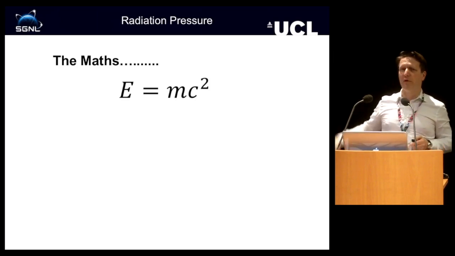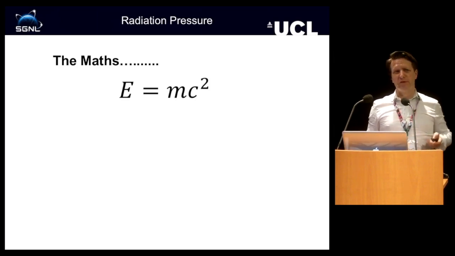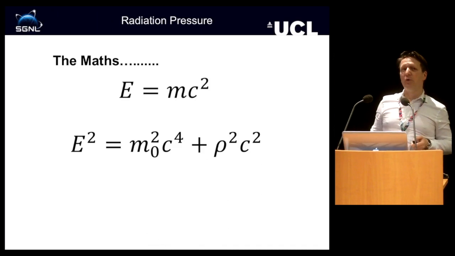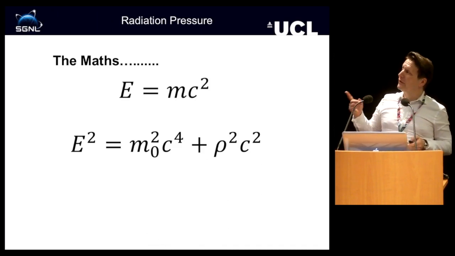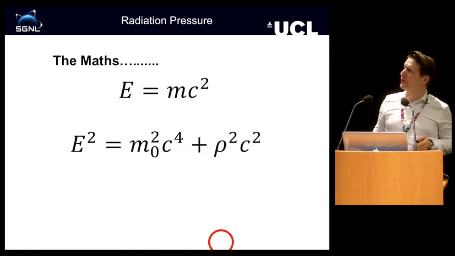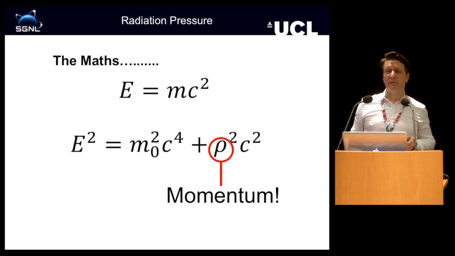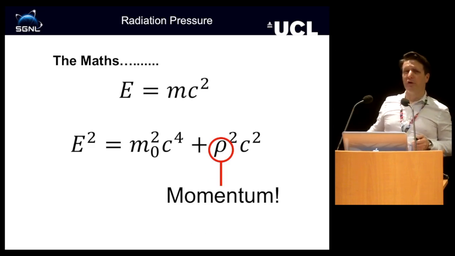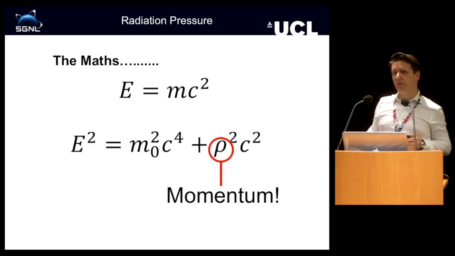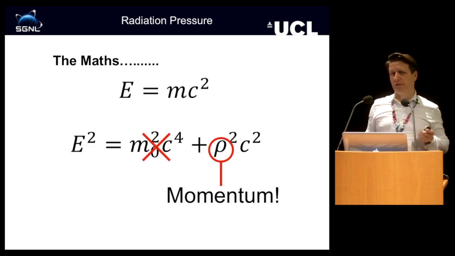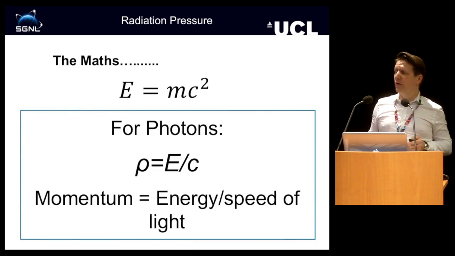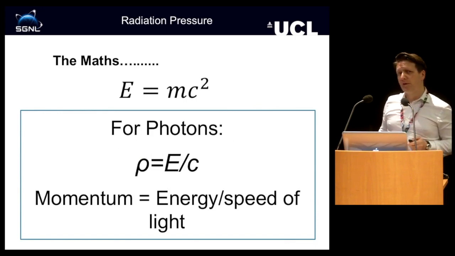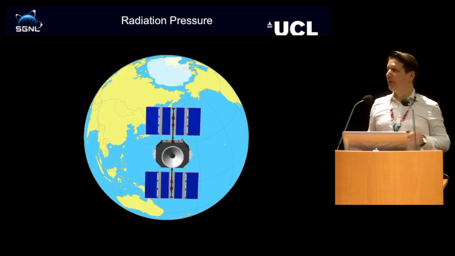So, okay, we all know that equation. That's probably the most famous equation that there is. But a slightly more complete version of it is this. Now, in this version of it, the rho is the momentum of the particle. M0 is the rest mass. Now, if we're talking about photons, radiation pressure involves photons, then they have a rest mass of 0. It gives us a very nice, simple relationship between momentum, the energy of the photon, and speed of light in vacuum.